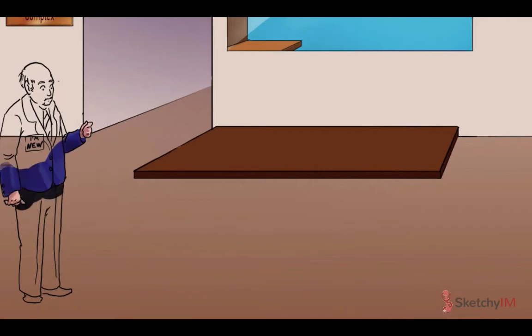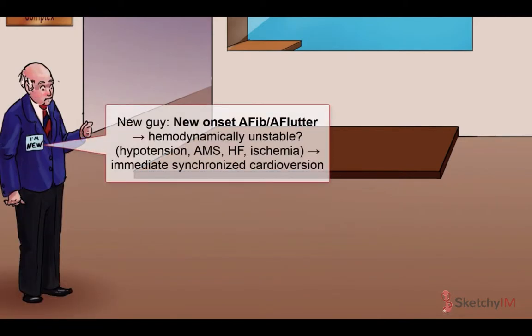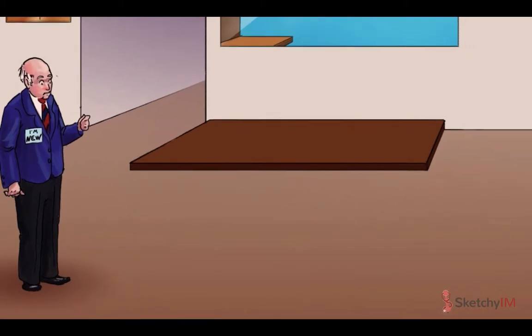Alright, recap over. Let's get this party started. See new guy over here? He represents a patient who presents with new onset AFib or Aflutter. First things first, are they stable or unstable? Although most patients will be stable. I mean, just look at Selma over here.